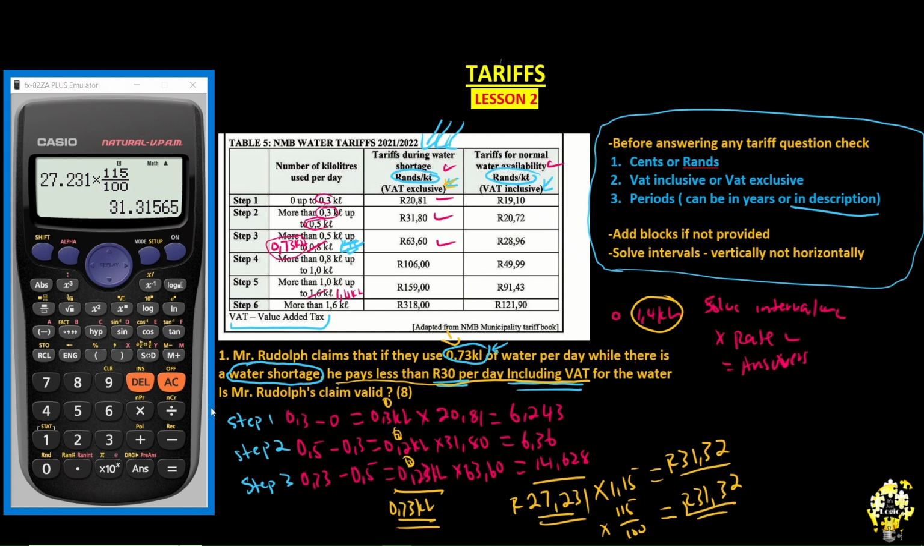Is this correct? He says that he was going to pay less than 30 rands per day. But having done our calculations, we can say that nope, it is not. Mr. Rudolph's claim is invalid because he's paying more than 30 rand per day when we are including VAT. Without VAT, yes, indeed, he was going to pay 27 rand point. It was going to be less than 30 rands, but because it is with VAT, it's not.